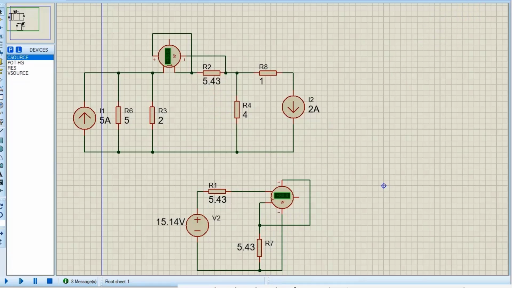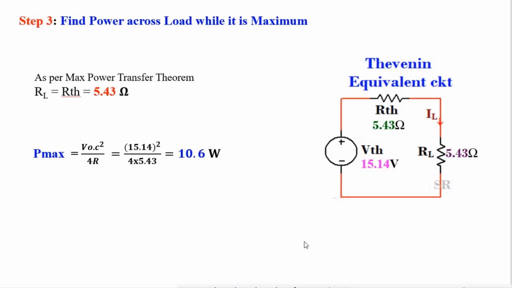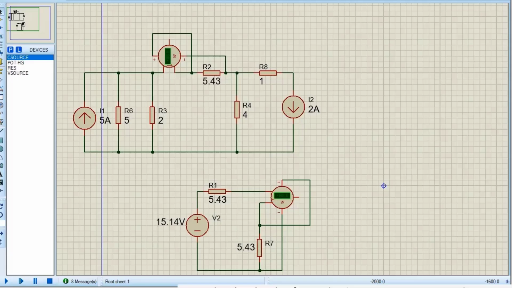Now if I get power the same as 10.6 watt in the main circuit at load as well as in the equivalent circuit at load, then it can be confirmed that my calculation is perfect. So running the simulation, say the power here it is 10.6 watt, in the main circuit also 10.6 watt. So my calculation is perfectly okay.